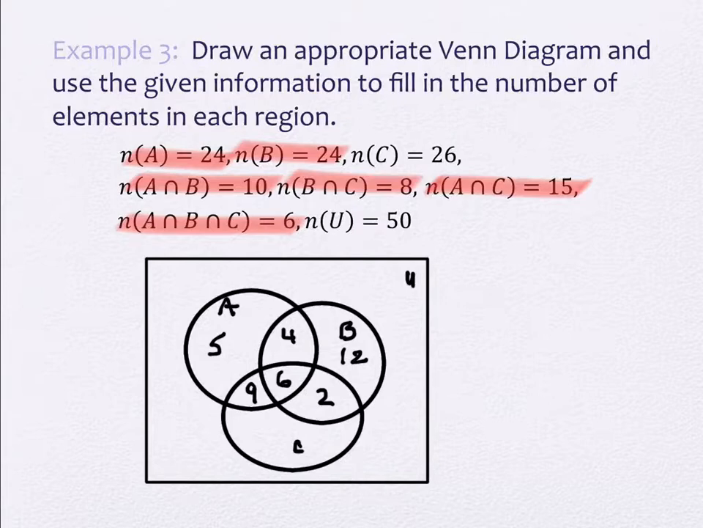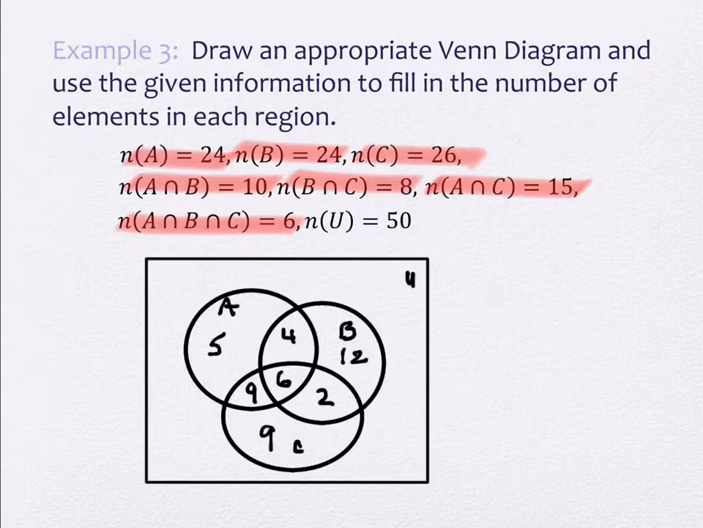And my last piece says N of C is 26. I have 9, 6, and 2 for a total of 17. And it's supposed to be 26, so how many am I missing? 9. So there are 9 more out here.